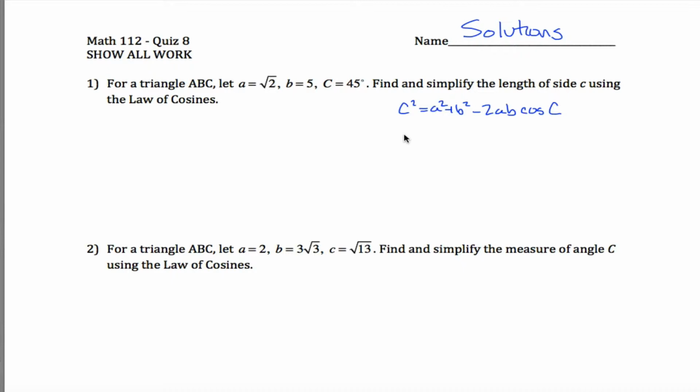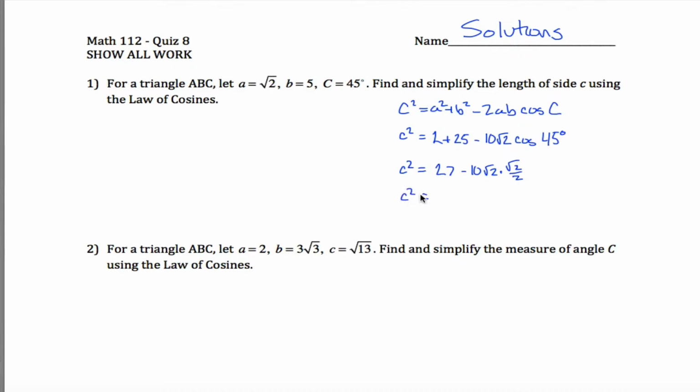I know that little a is root 2. So the square root of 2 squared is just 2. Plus b is 5, so b squared would be 25. Minus 2 times the square root of 2 times 5, which is 10 root 2. Cosine of capital C being 45 degrees. So I got c squared is 27 minus 10 root 2 times root 2 over 2.